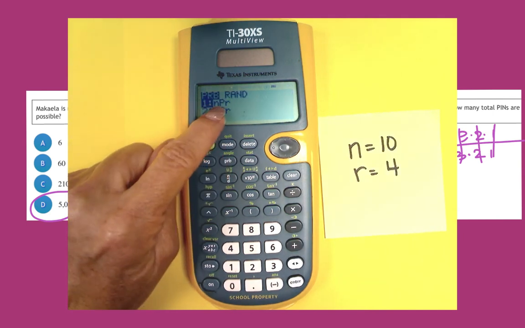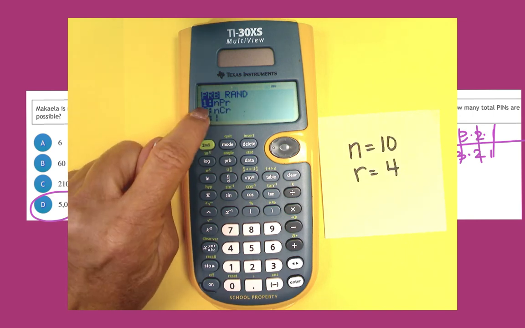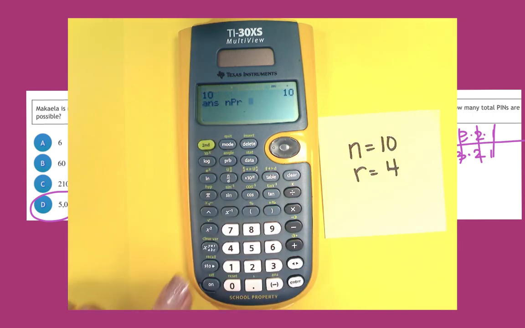And if it's a permutation, we're dealing with this P. If it's a combination, we're dealing with the C, but we need the permutation, so we're just going to press enter, and then we press the number that we need to choose, which is 4, and enter, and it gives us our answer.